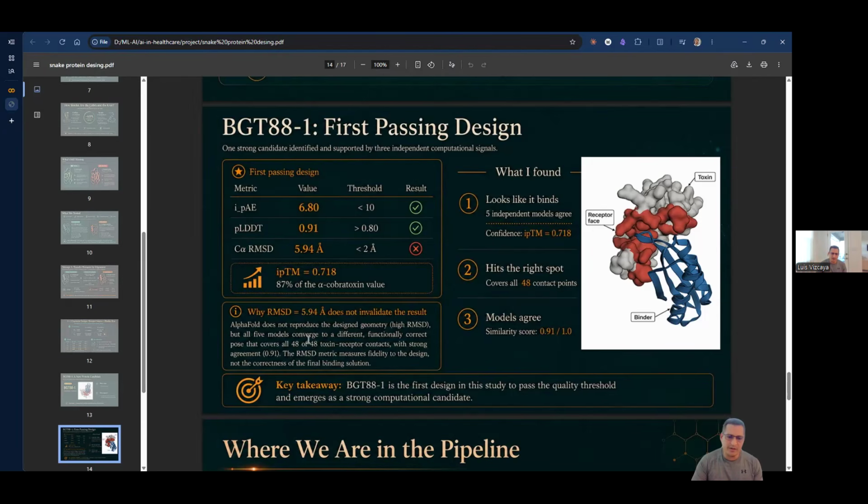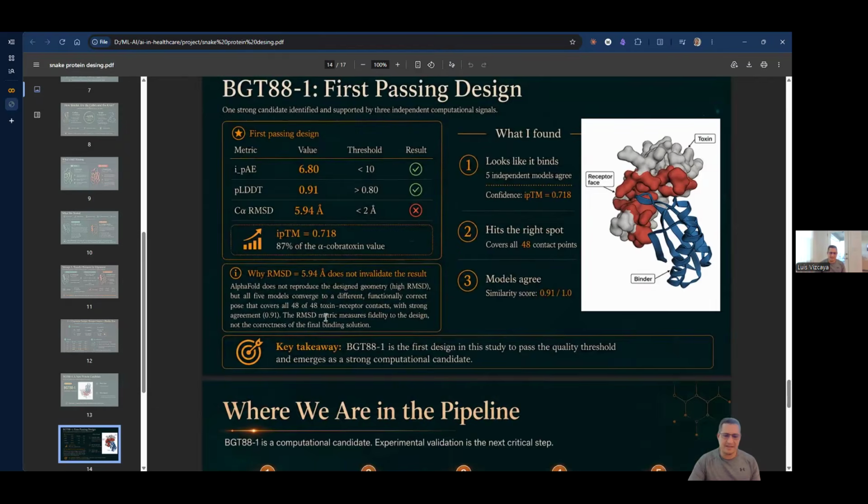The reason it doesn't invalidate the result is because AlphaFold has five models for evaluating the protein, and all five models predict that the protein is going to attach exactly at the point we need for blocking the toxin. So that's something we can dig into. We can use this first candidate to run more experiments and try to cross the threshold. Hopefully we'll get that.